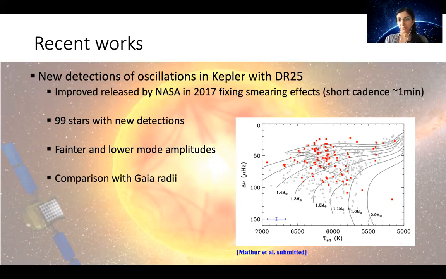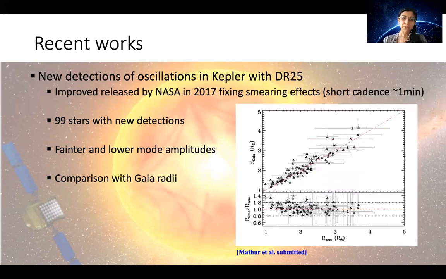So we measured the nu max and delta nu of the stars. We had effective temperature, many of them from spectroscopic observations. And by combining them, we got radii from seismic scaling relations. And here we can see the comparison of the seismic radius with the Gaia radius. And you can see that there's a pretty good agreement, close to the 1-to-1 line. Here you have the ratio.